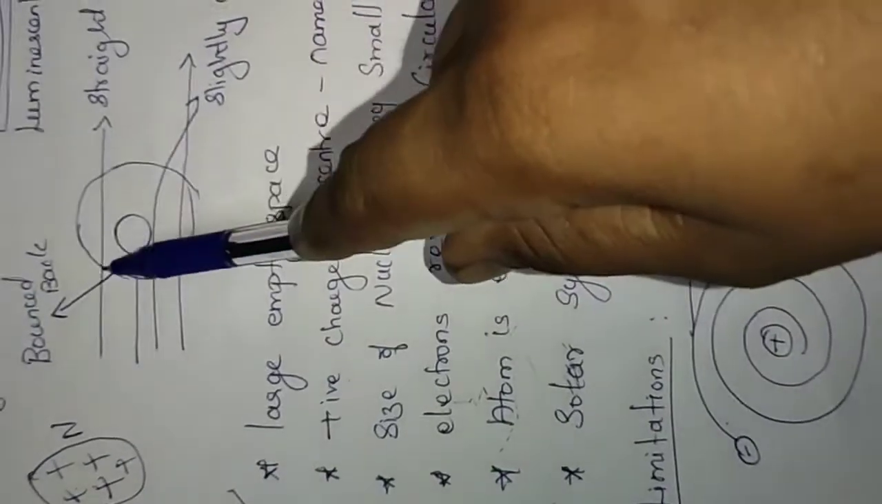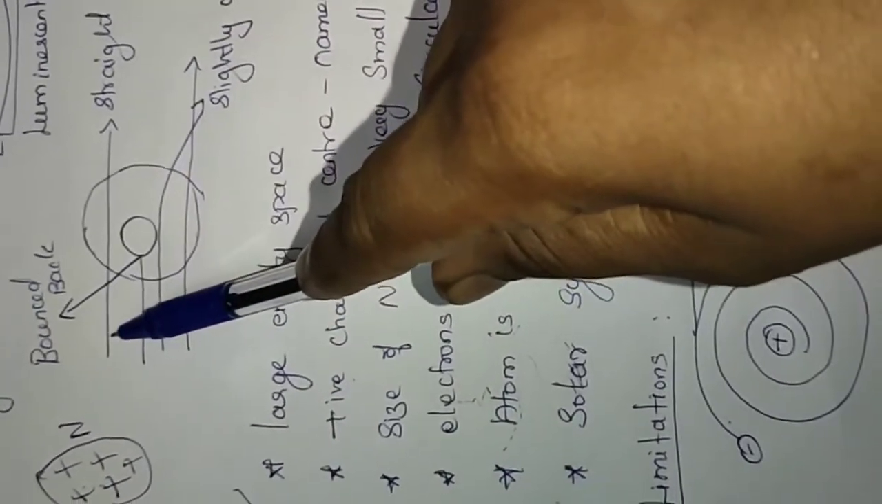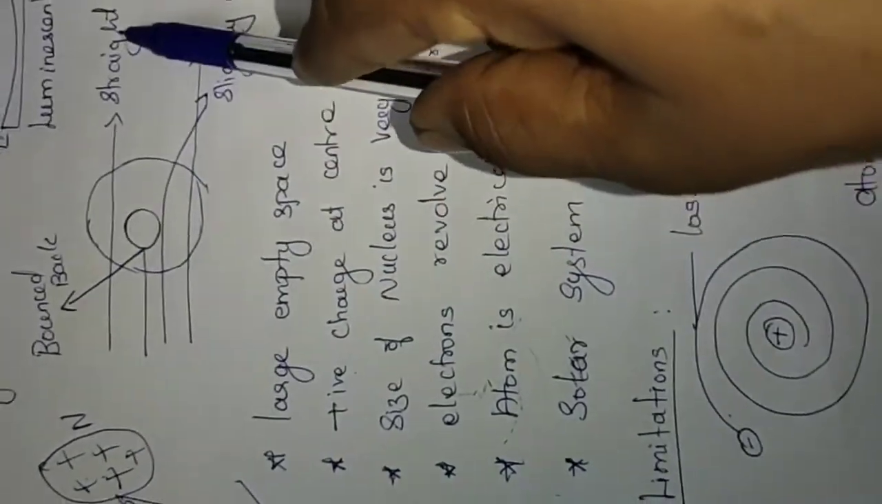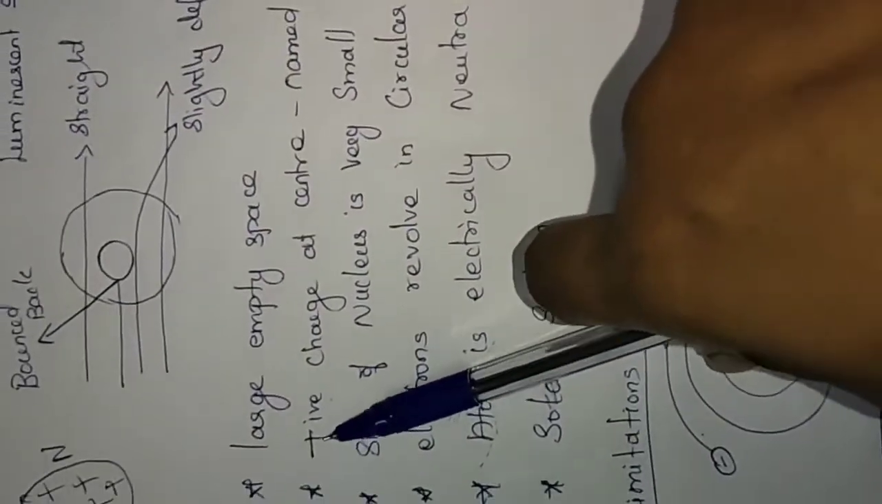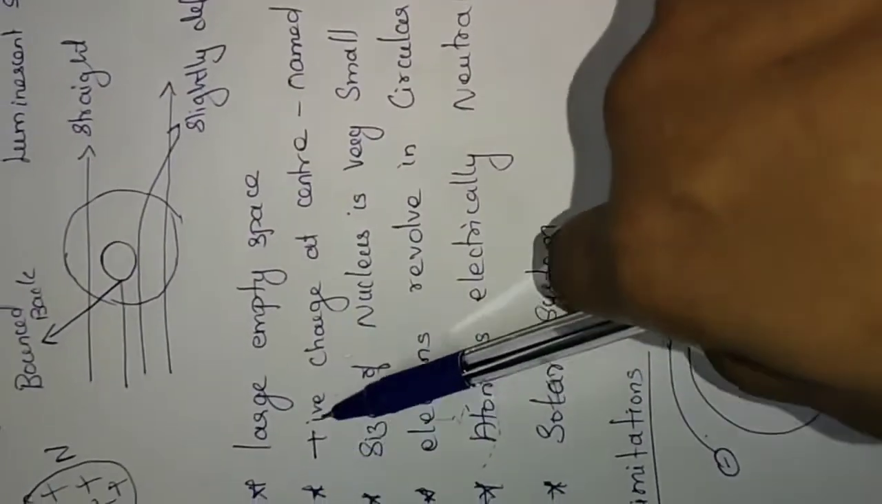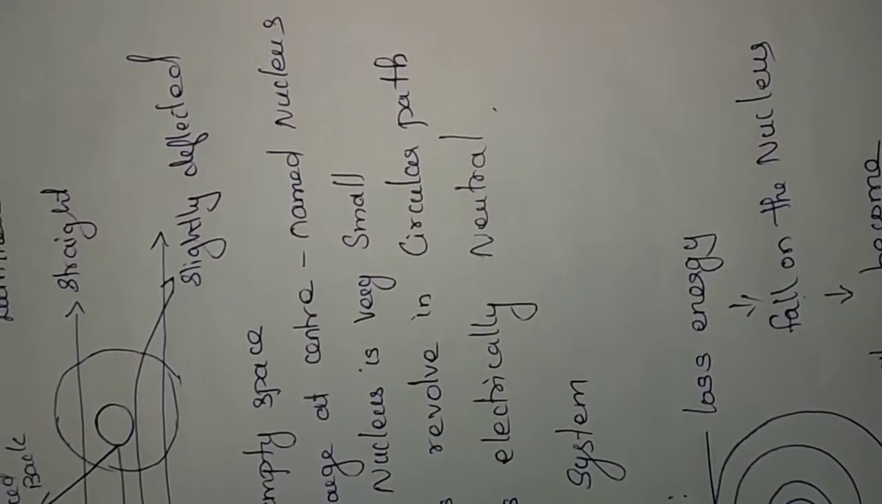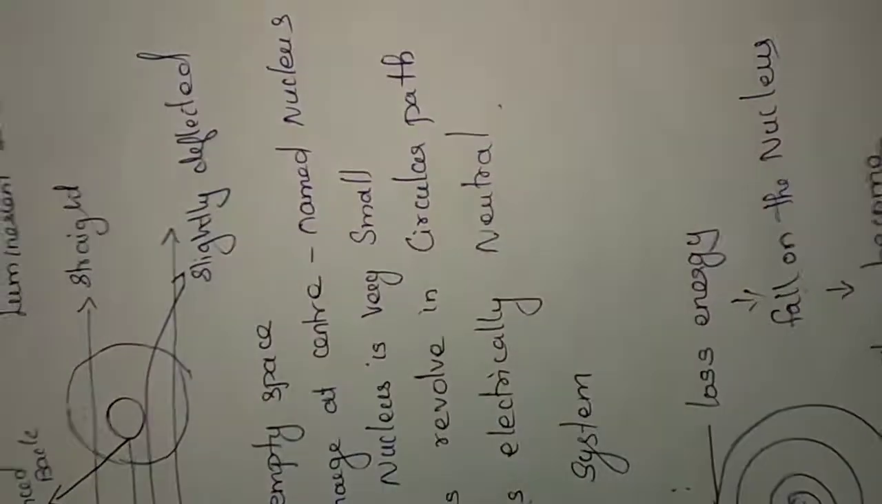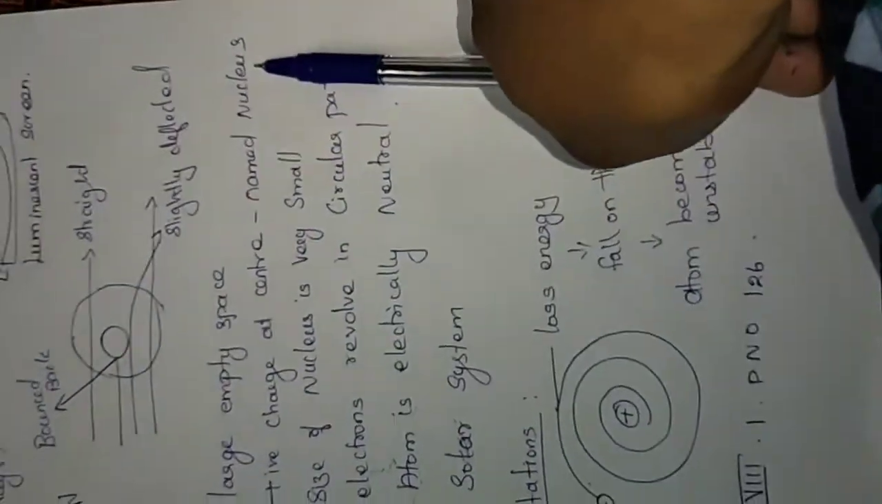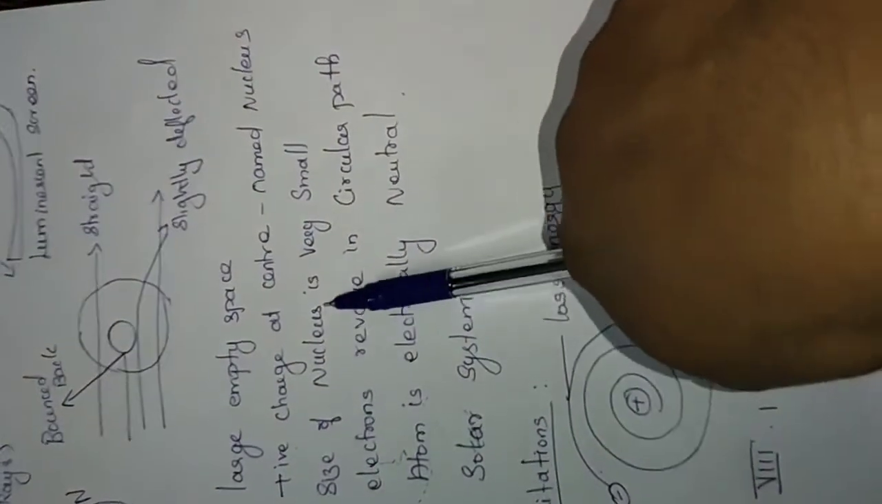Okay. So only the alpha rays which went through the empty space went straight. Then he said that at the center there is a positive charge, and he named it nucleus. The positive charge at the center, he named it nucleus. And he found that the size of the nucleus is very small.